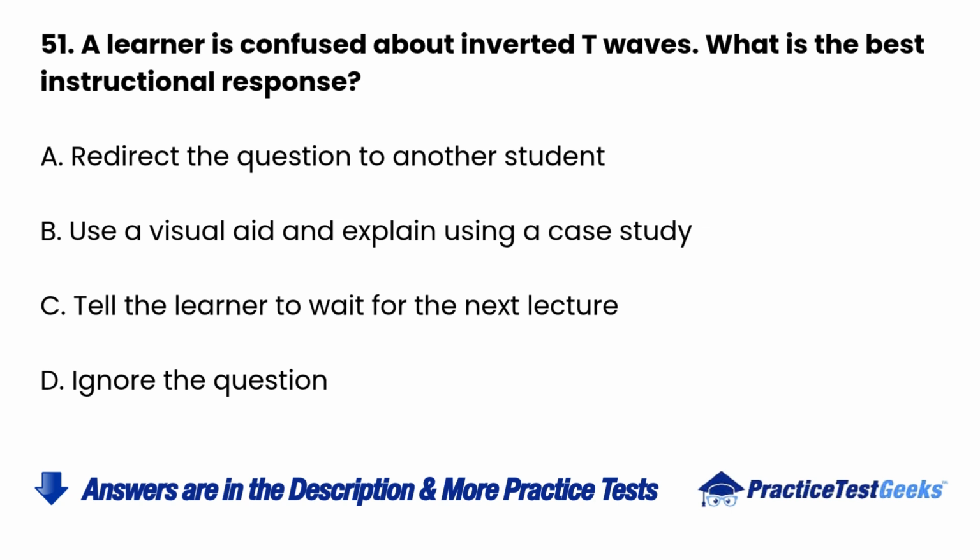51. A learner is confused about inverted T waves. What is the best instructional response? A. Redirect the question to another student. B. Use a visual aid and explain using a case study. C. Tell the learner to wait for the next lecture. D. Ignore the question.